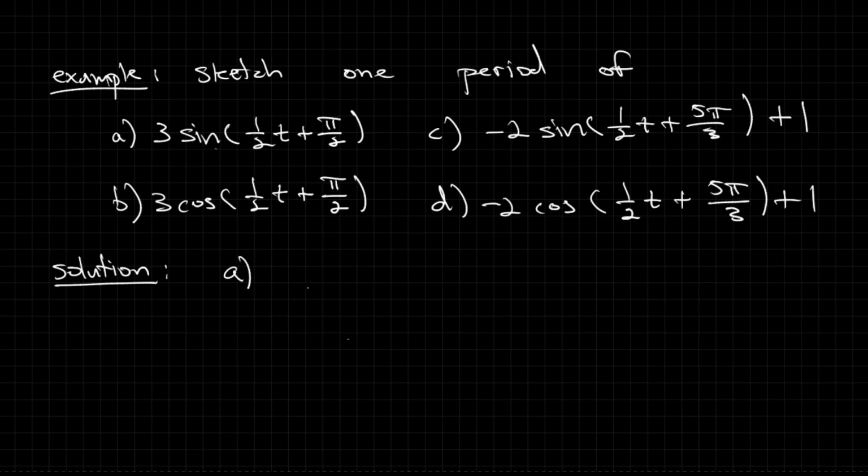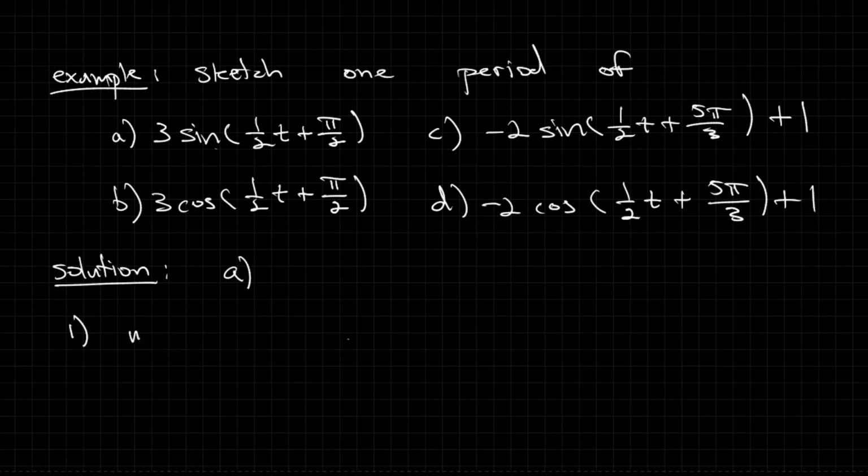Let's do another example. So we're going to sketch one period of each of these functions. Part A and B will be incredibly similar, and part C and D will be incredibly similar. So let's start with A, and we'll do A pretty much at the same time as B. So first we'll have to figure out the midline and the top and bottom line.